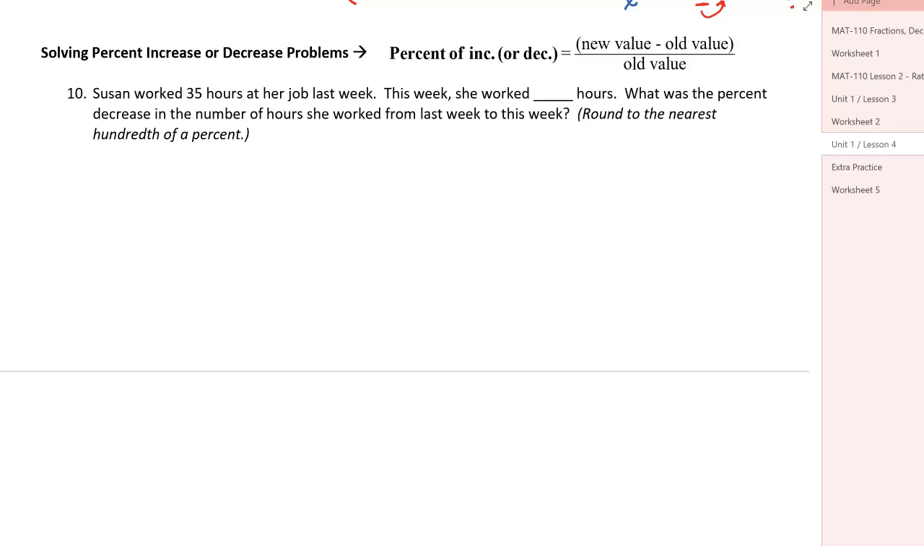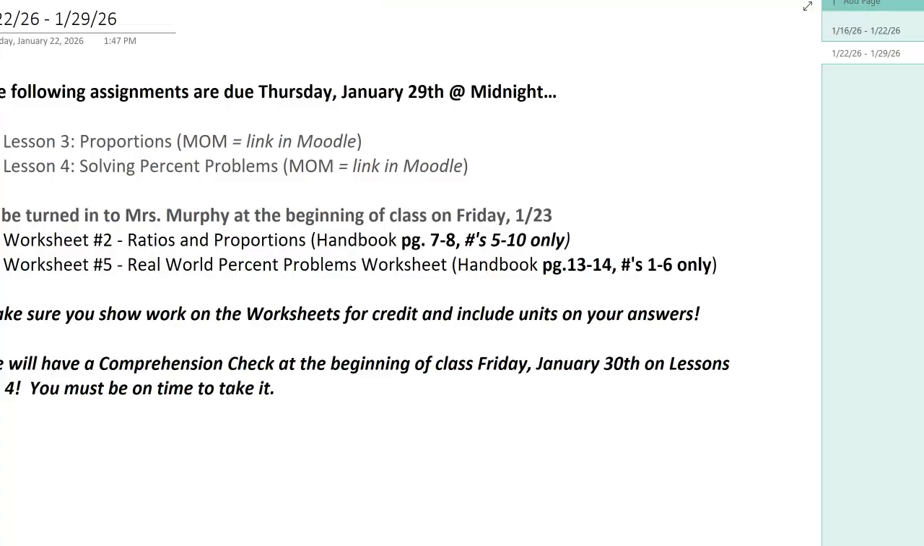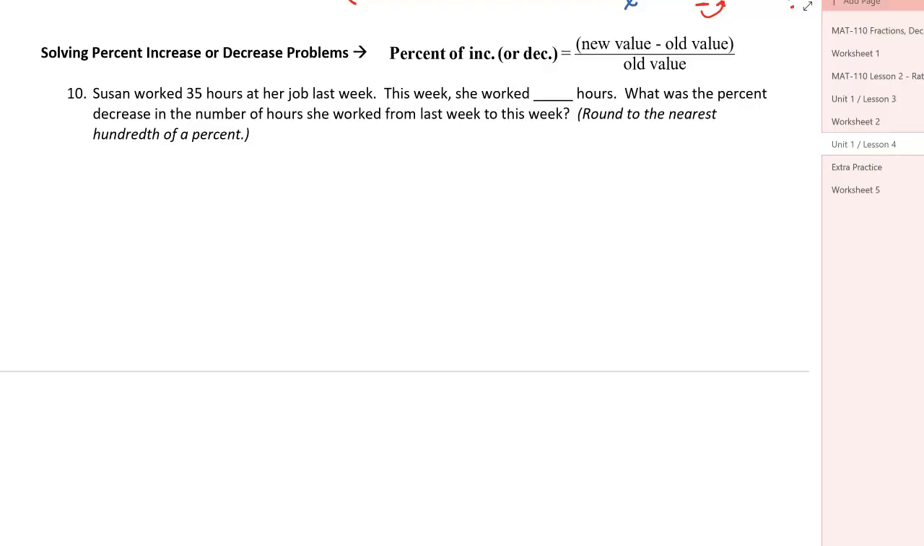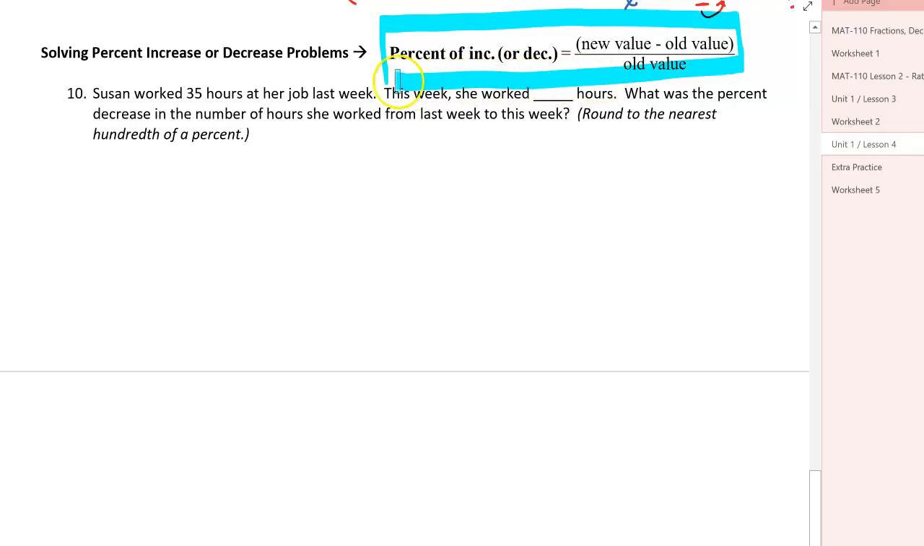The last example, example 10 for lesson 4, introduces another formula that calculates a different kind of percentage. So this is called percent increase or percent decrease. For this formula, we are not going to use the percent equation or the percent proportion. We have yet another formula called percent of increase or decrease. And if you're asked to find that in the problem, then you're going to use this formula.